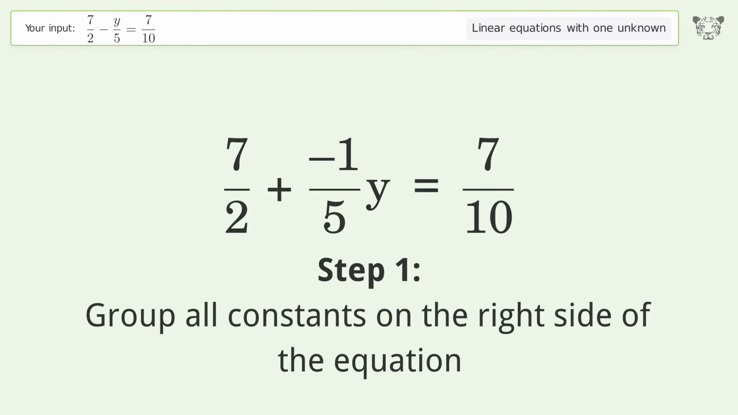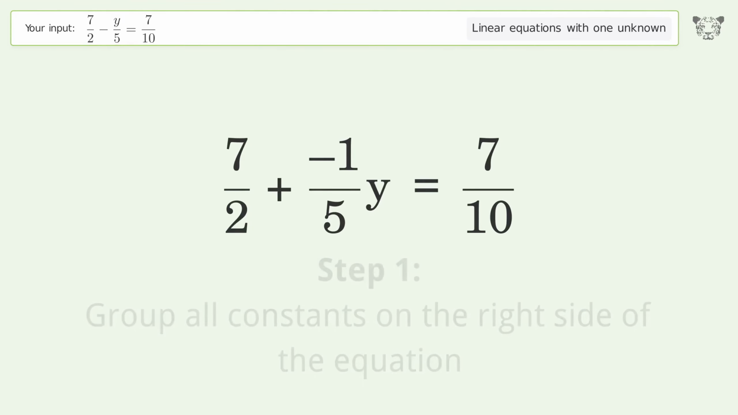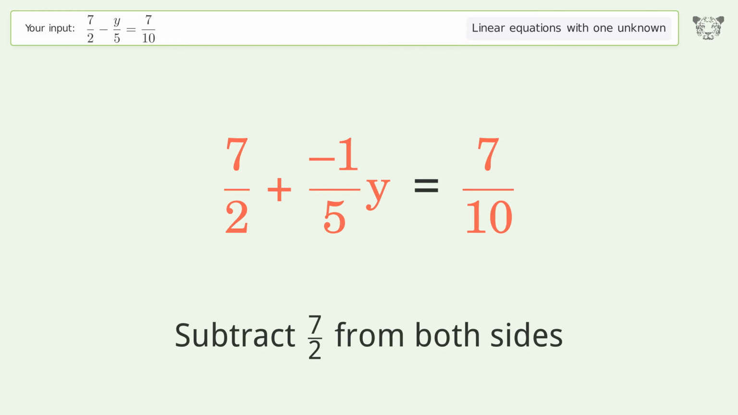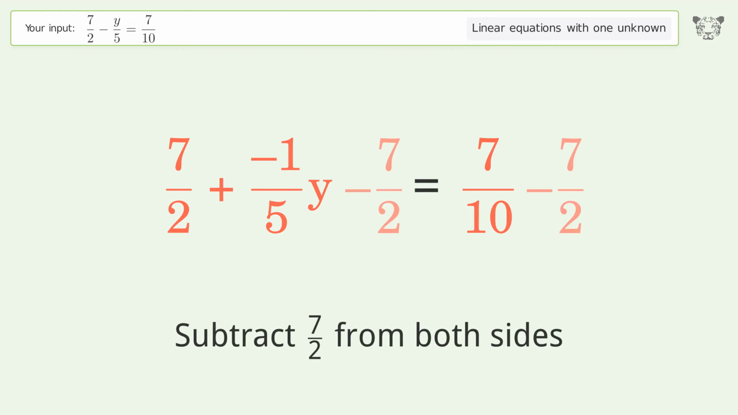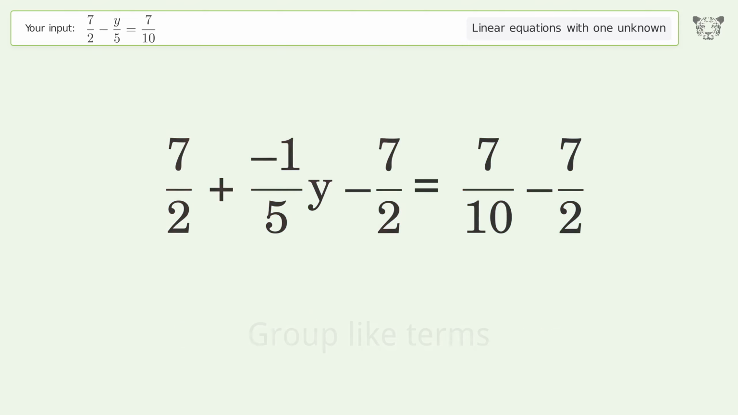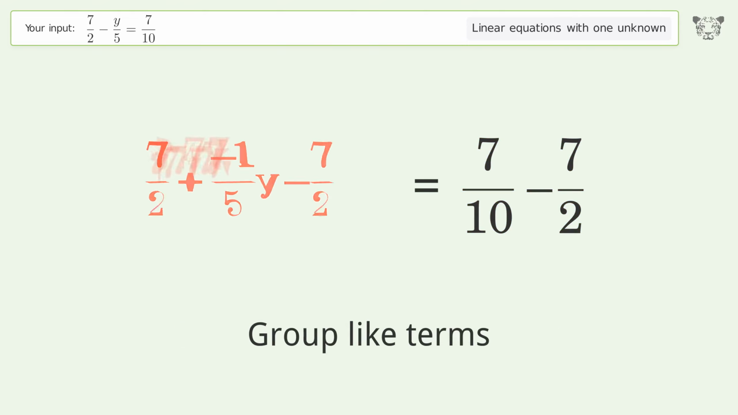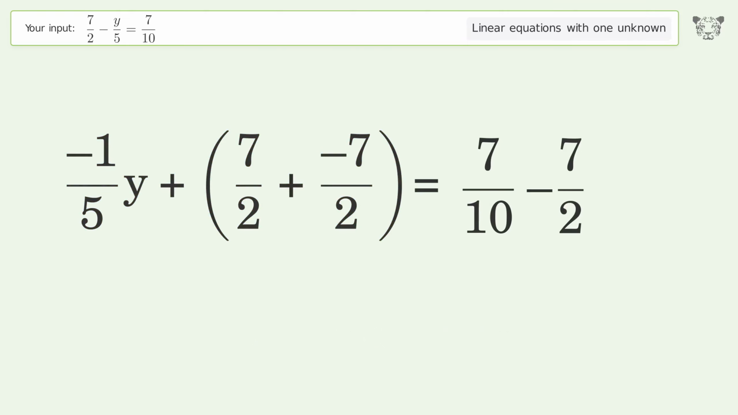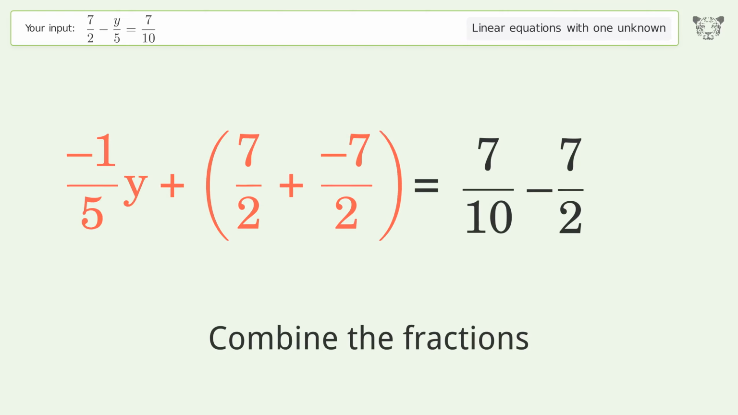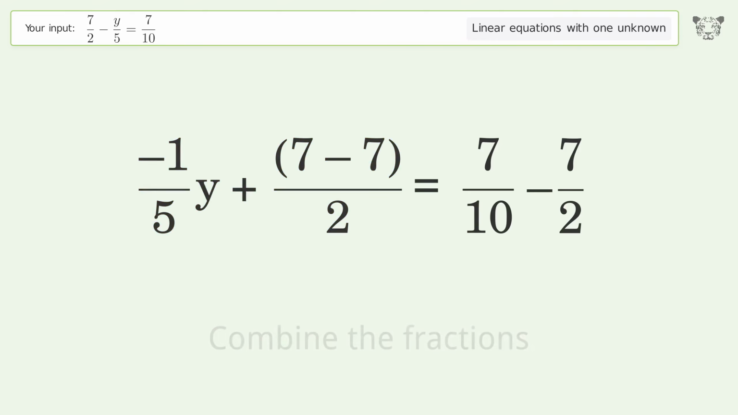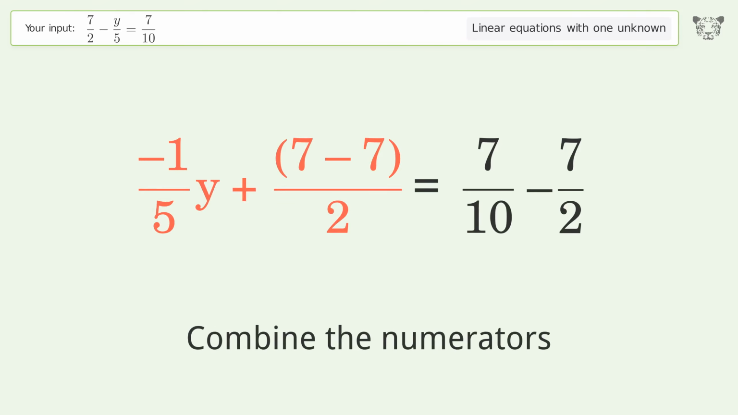Group all constants on the right side of the equation. Subtract 7 over 2 from both sides. Group like terms. Combine the fractions. Combine the numerators.